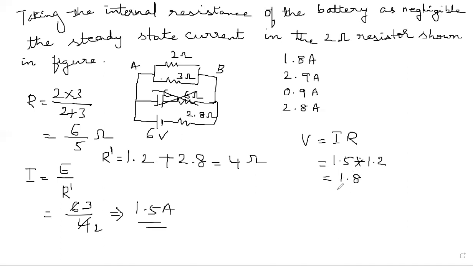Okay, 1.8 volt. Now across the 2 ohm, it is 1.8 divided by 2. So it's nothing but 0.9 ampere. That is the current. So option C is the right answer.